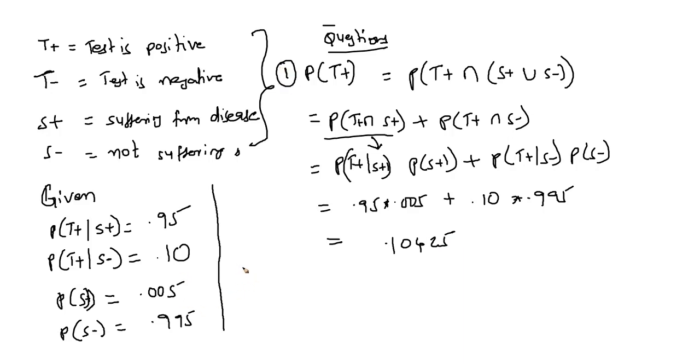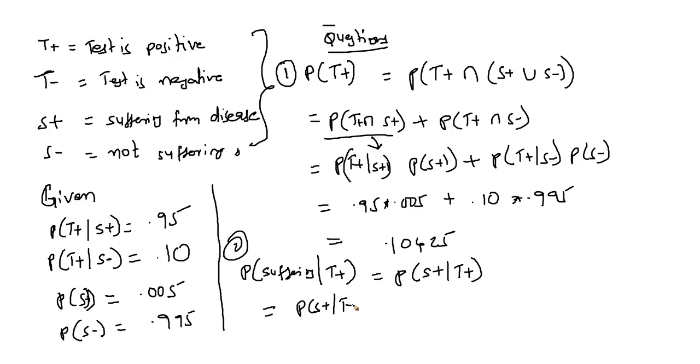Let's look at the second question. The second question is, what is the probability of somebody suffering given test is positive, right? Or in other words, probability of s plus given t plus. How do you express this one? So remember, we use Bayes theorem here, so we just say s plus given t plus is equal to probability of t plus given s plus times probability of s plus by probability of t plus.